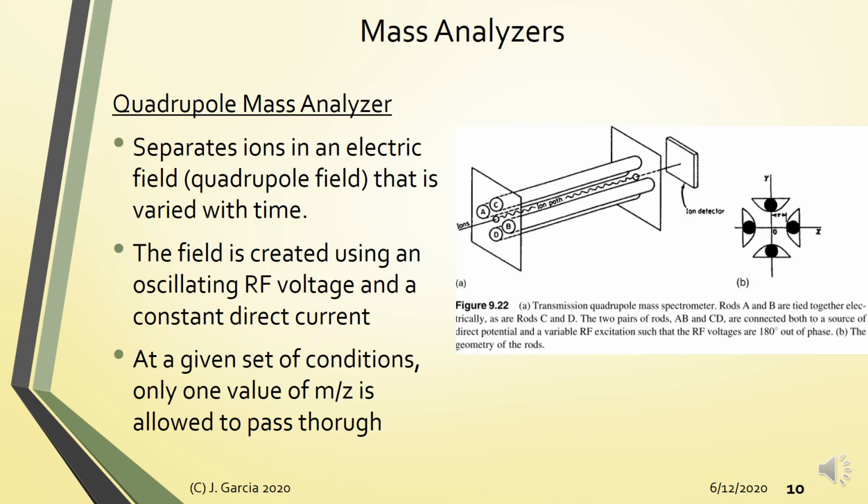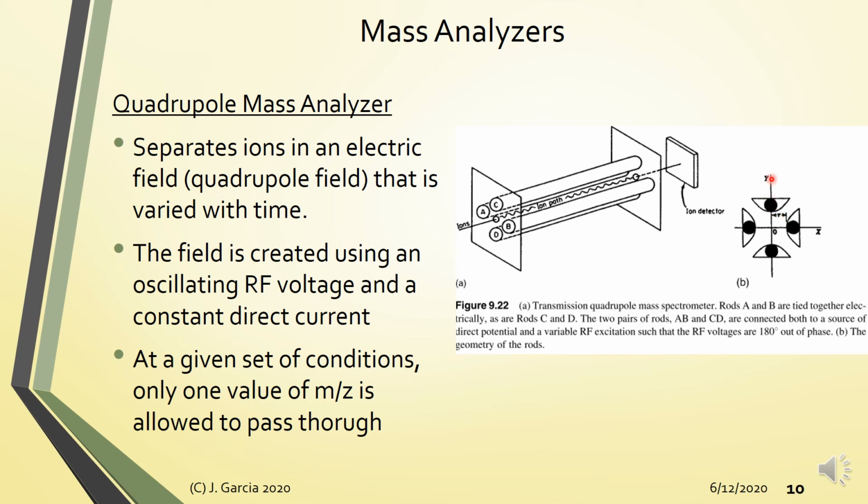Okay, so next you have your quadrupole mass analyzer. As the name implies, it has 4 poles, alright? And in the middle, in the gap of these 4 poles, is the ion path. So this is where the fragmented ions will pass through.